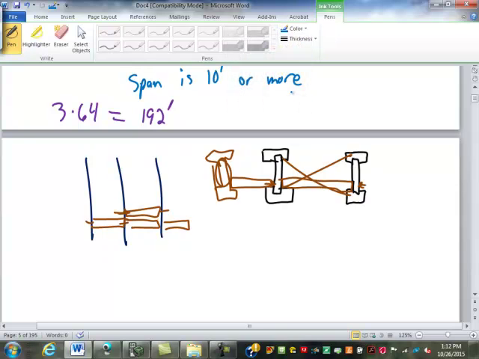What if you use trusses? Well, that's what we're saying: if you're using trusses, you just run that 2x4 through them.